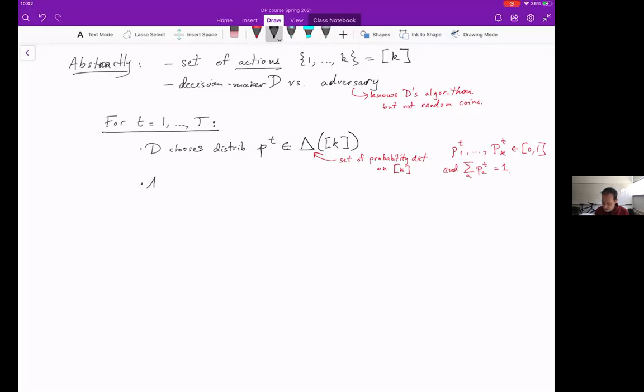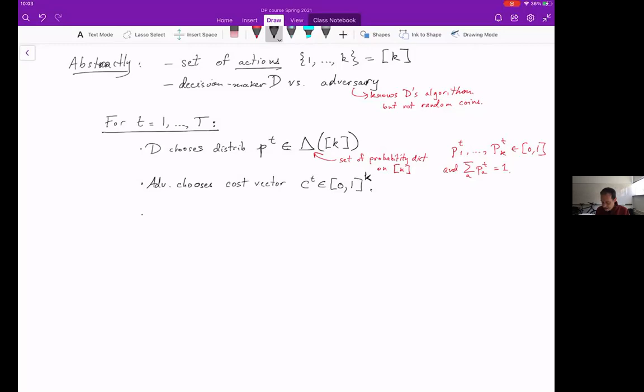So now the adversary sees or knows this distribution, and will now choose a vector of costs for each of the possible actions that the decision maker D could have taken. We'll think of this as a list of costs, a vector in [0,1]^K. So that's a cost between 0 and 1 for each possible action. And sometimes we'll normalize the cost to be between, say, -1 and 1 to allow negative costs, and that doesn't really matter too much.